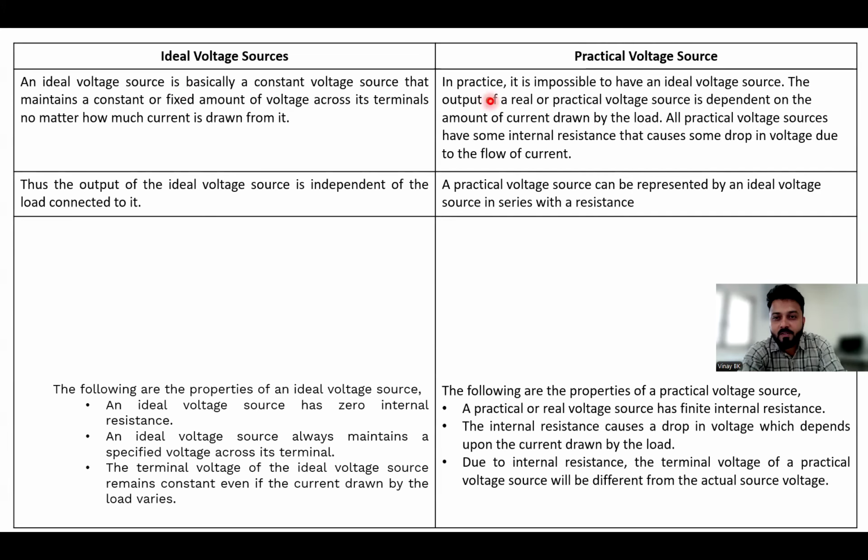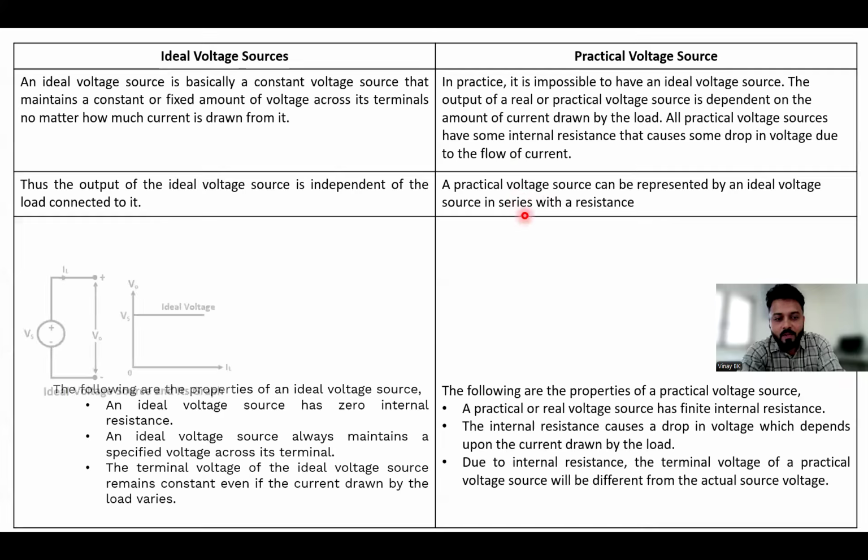Whereas in a practical voltage source, it is impossible to have an ideal voltage source. The output of a real or practical voltage source is dependent on the amount of current drawn by the load. All practical voltage sources have some internal resistance that causes some drop in voltage due to the flow of current, and that internal resistor is connected in series with the supply. Therefore, the output voltage of an ideal voltage source is independent of the load connection, whereas the practical voltage source can be represented by an ideal voltage source in series with the internal resistance.